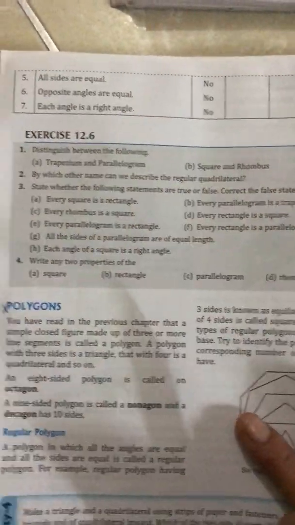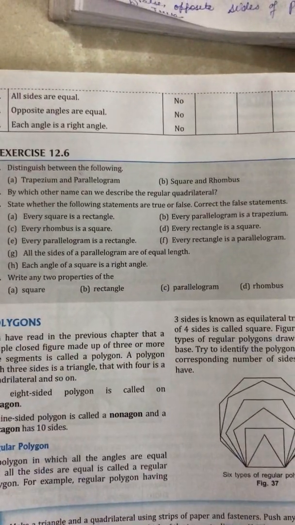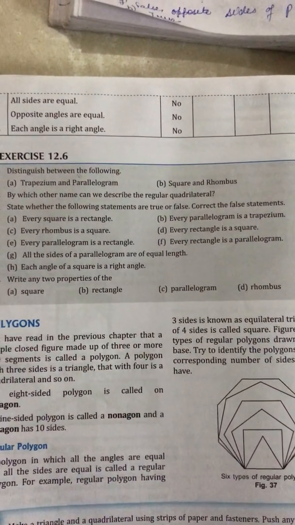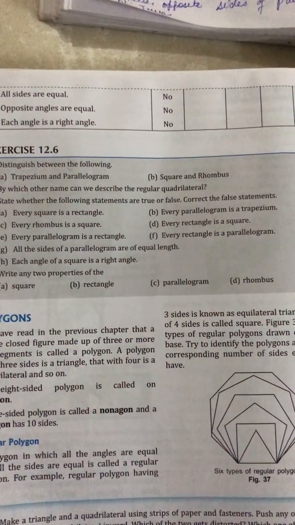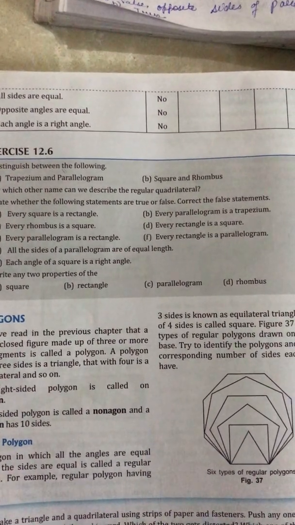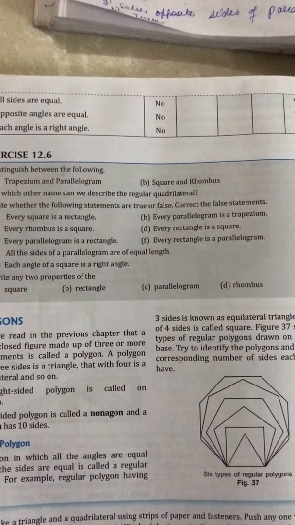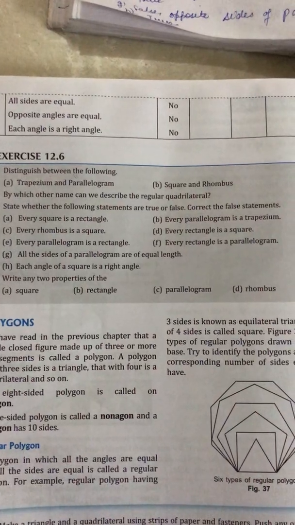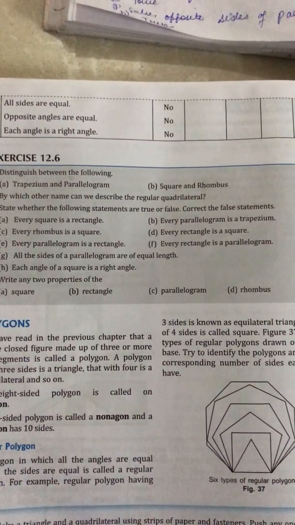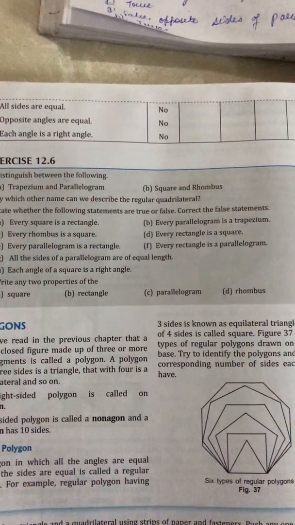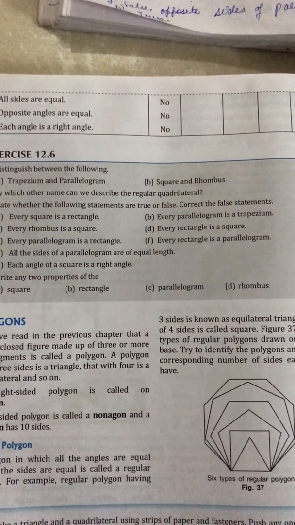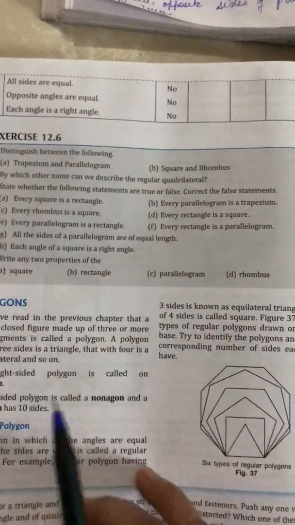Let's do the exercise now. Question number 1 from exercise 12.6. Distinguish between the following: trapezium and parallelogram, square and rhombus. Square is one in which all the sides are equal and all the angles are 90 degrees. So a rhombus is one in which all the sides are equal. A trapezium has one pair of opposite sides parallel, and in case of a parallelogram, opposite sides are parallel. In case of a trapezium, only two sides are parallel, the other two are not parallel, like I have shown you.